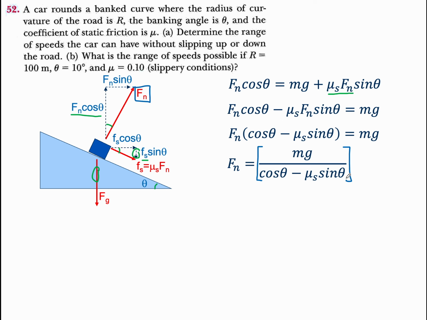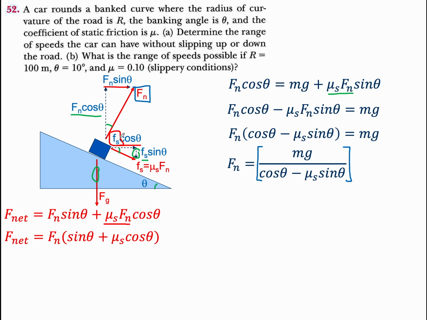Now let's take a look at the net force inward. If you take a look at that, we've got both this component acting inward along with this component acting inward. Together, these two are going to make my centripetal force. So the net force towards the center of the circle is the sum of those two. Once again, I've substituted mu sub s times F sub n in for the force of static friction on this one. And we can factor out the F sub n from both of these. Notice both of them have it.